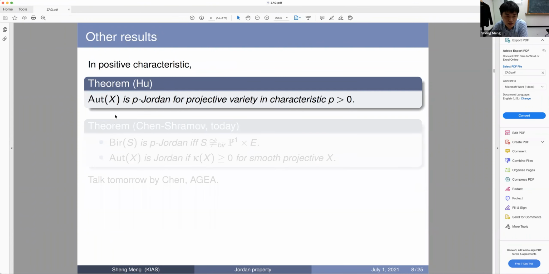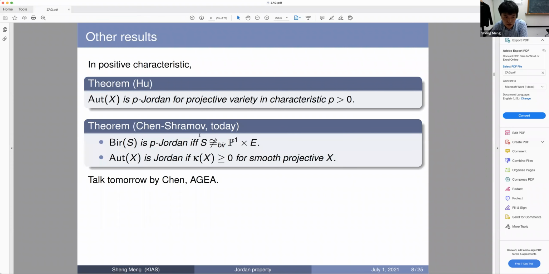Okay. In positive characteristics, as I said, even the general linear group may not be Jordan, but if you consider a weaker assumption called the so-called p-Jordan property, I will not talk about this in more depth here. Roughly, it means that we consider the finite subgroups irrelevant to the p-power part. So Fei Hu proved that the automorphism group of a projective variety in positive characteristics, although it may not be Jordan, has the so-called p-Jordan property.